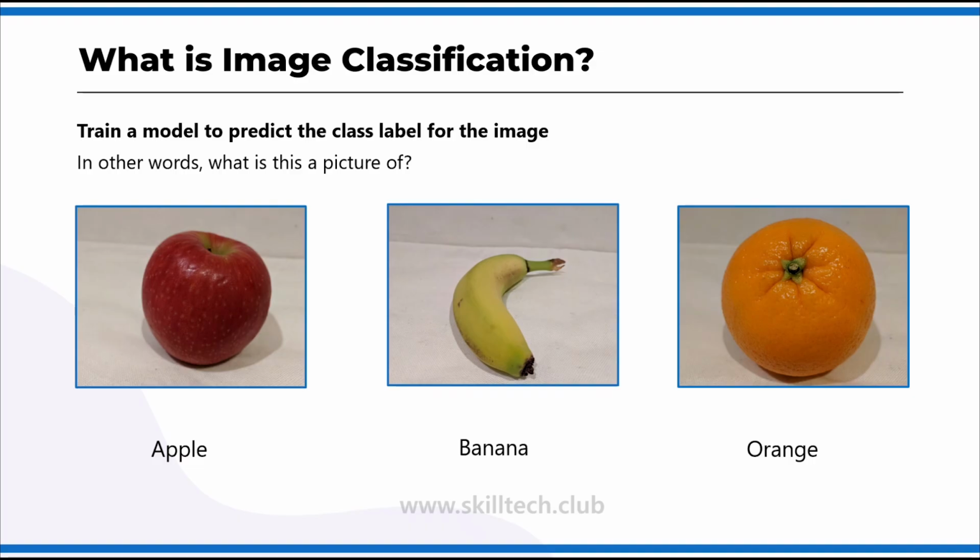Now if you provide multiple images and you want the model to identify which kind of object each image is, it's going to find out that yes, this is an image of an apple or banana or orange, or whichever objects on which you have trained that model. And that's exactly what image classification is all about.